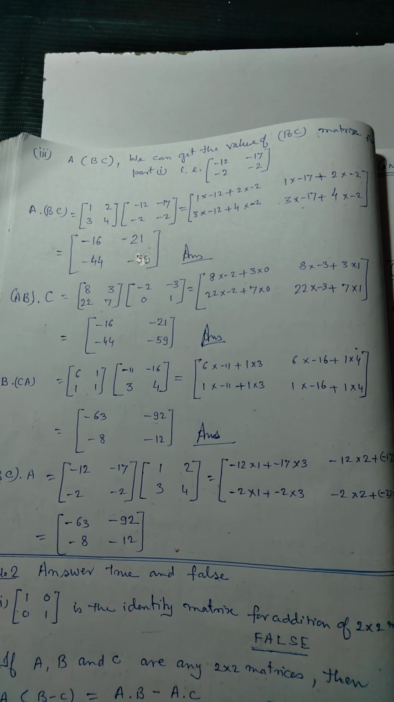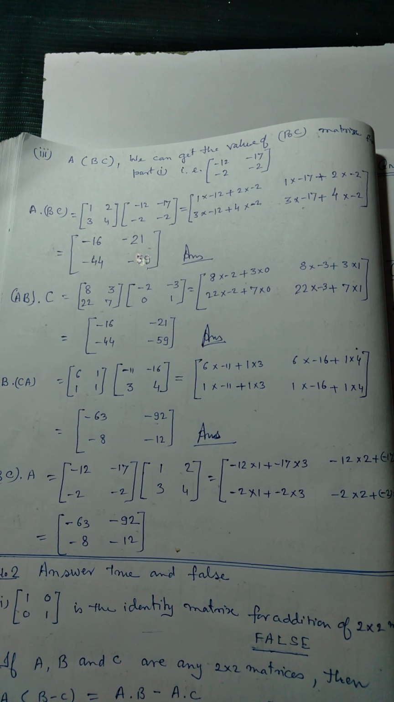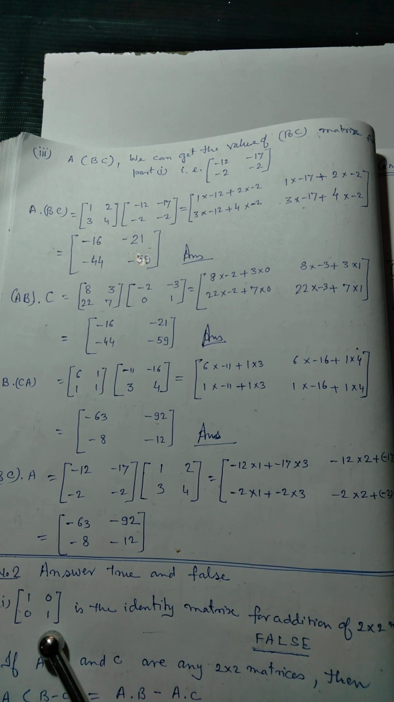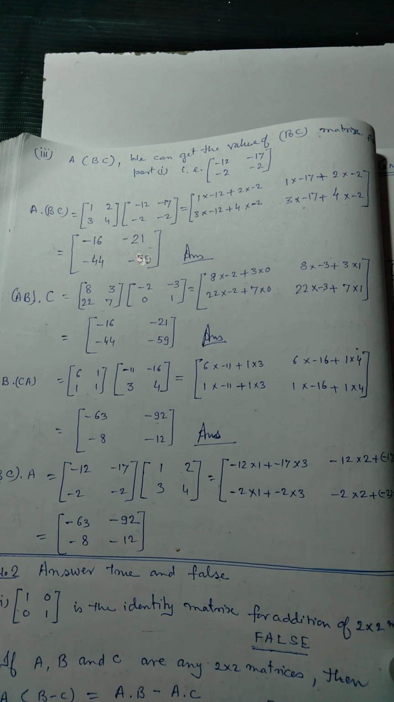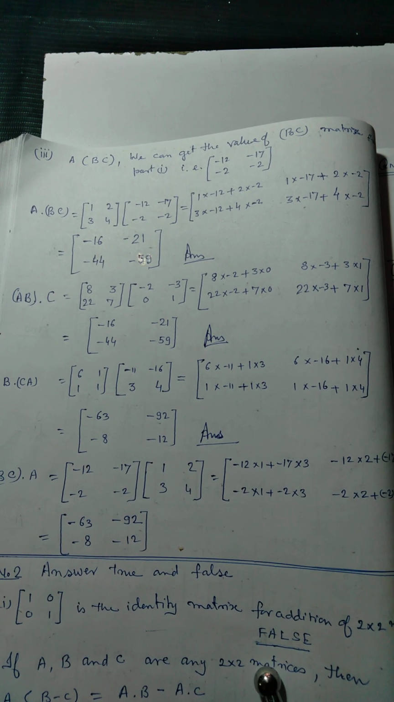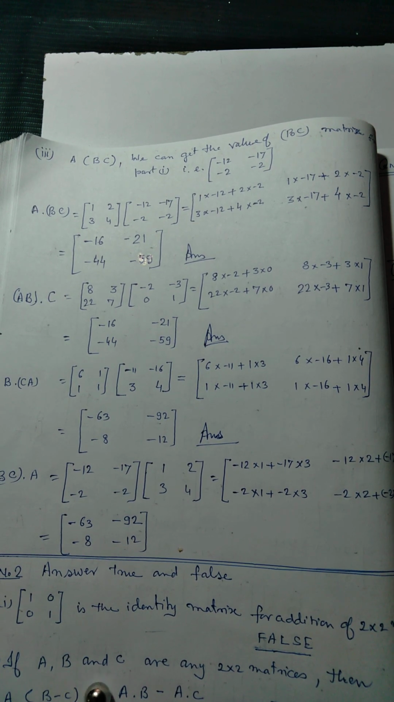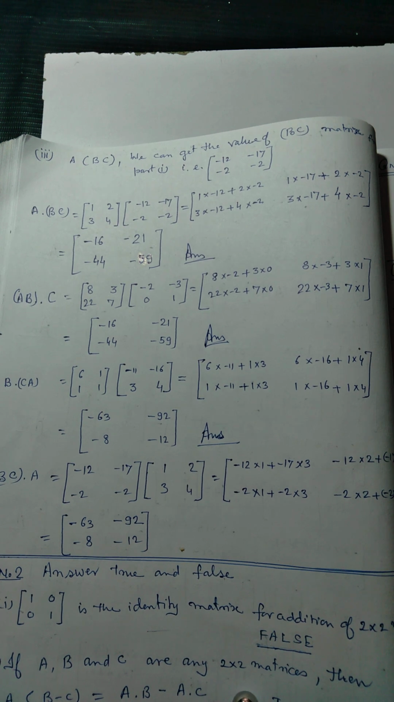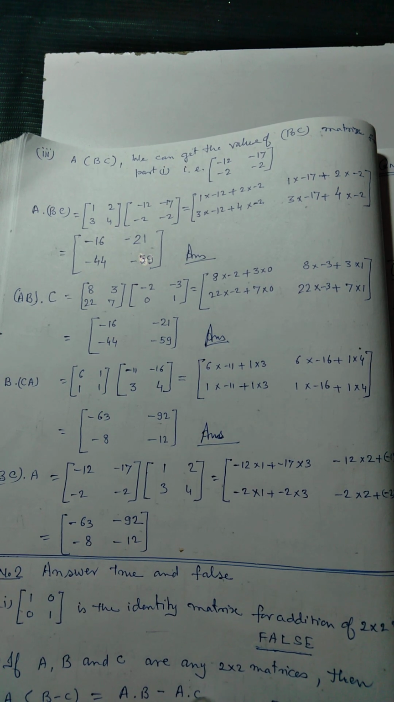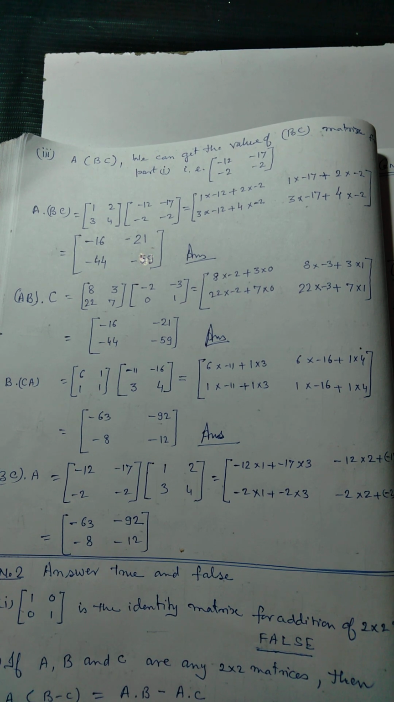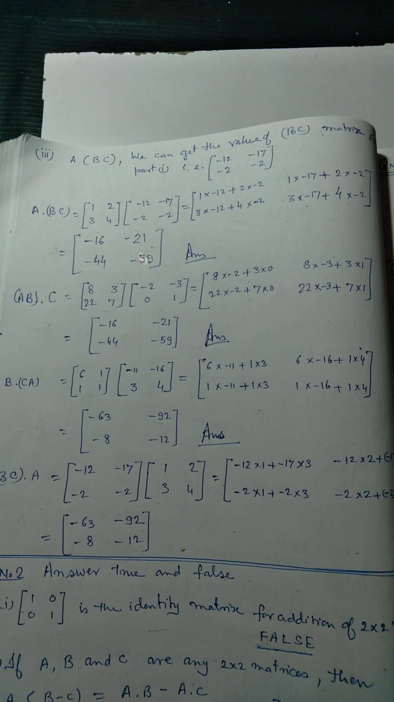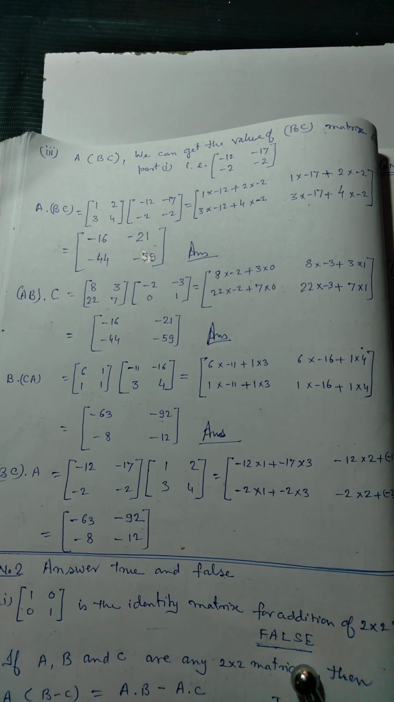Now proceed to question number 2. The answer true or false. 1 0 0 1 is the identity matrix for addition of 2 into 2 matrices. False. If A, B and C are any 2 into 2 matrices, then A in bracket B minus C, that is AB is equal to AC. True.